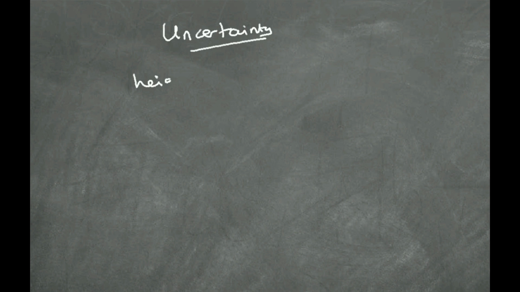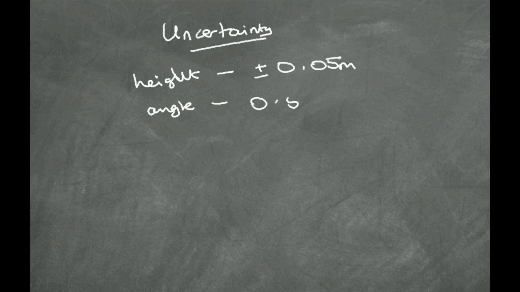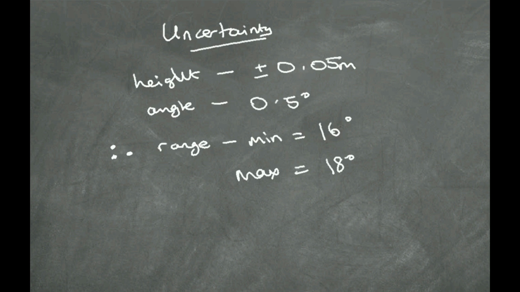Uncertainties in the experiment included the measurement of height, which we used a meter ruler for, and the measurement of the angle, which we used a protractor for. Accounting for these, we calculated the following as a final range.